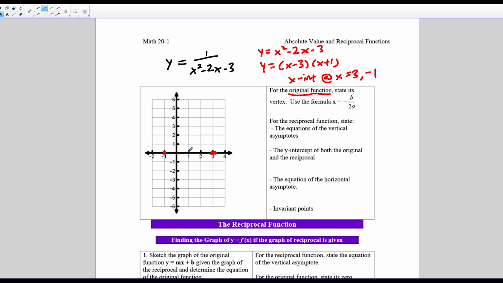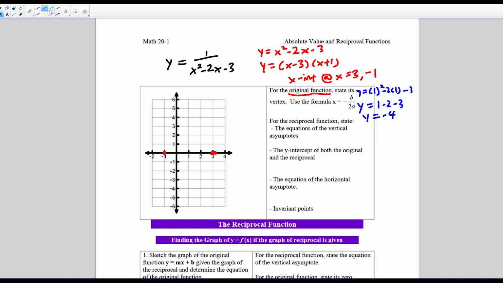So due to symmetry, we can see that we should have our vertex at x equals 1. Remember that x-intercepts are going to have a symmetrical line going straight down the middle. So 2 units away from 3 is 1, and 2 units away from -1 is also 1. So our axis of symmetry is going to go straight through x is equal to 1. So what we're going to do is plug that 1 into our original here. So y equals 1² minus 2 times 1 minus 3. And that gives me 1 minus 2 minus 3, and we have a y value of -4.